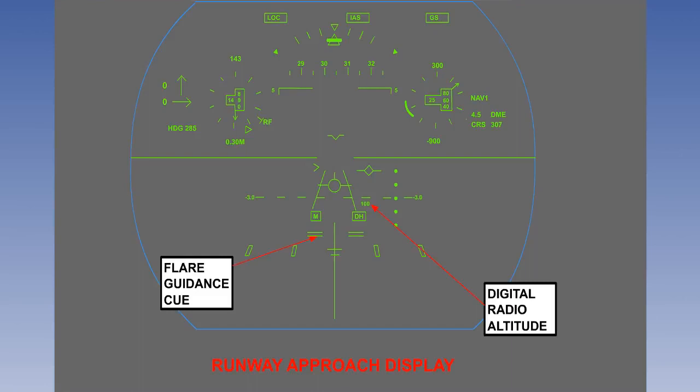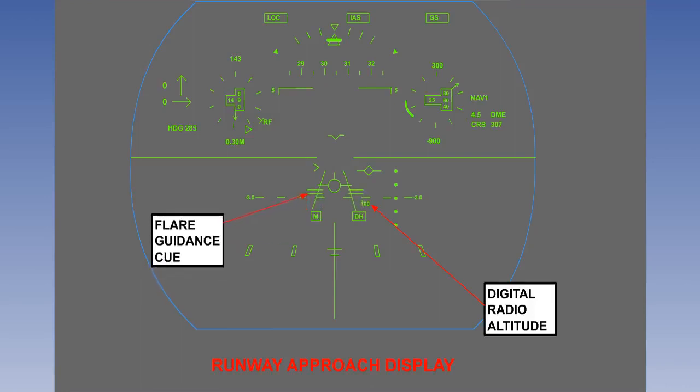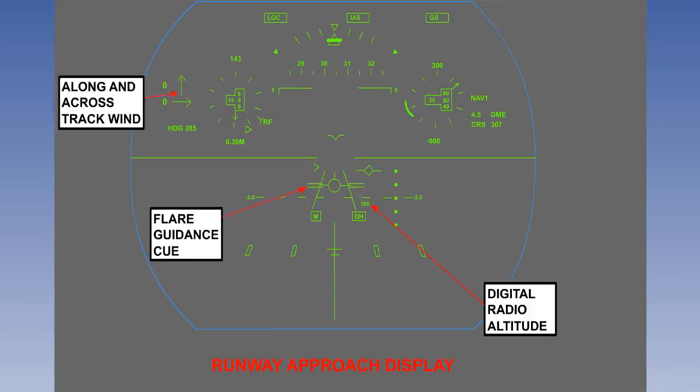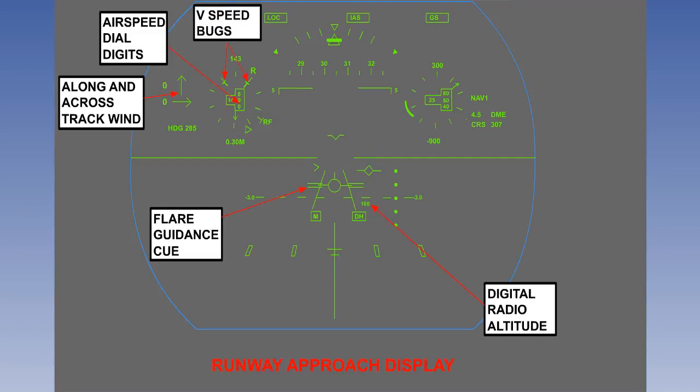And below 100 feet on the radio altimeter, a flare guidance cue becomes active. This moves up to the flight path vector from below until the wings of the aircraft symbol fit in between the two bars. Along and across track wind vectors can be shown. This is particularly useful during landing and takeoff. There is an airspeed digital display, and also an analog display which can be bugged.